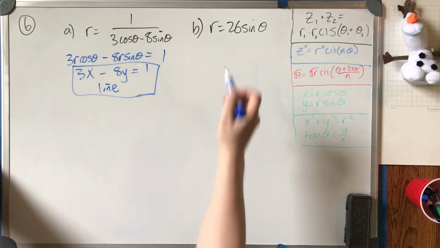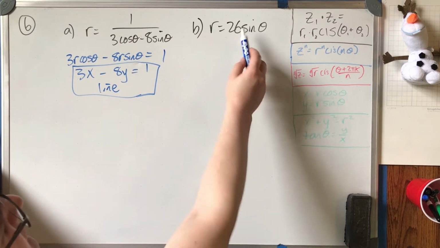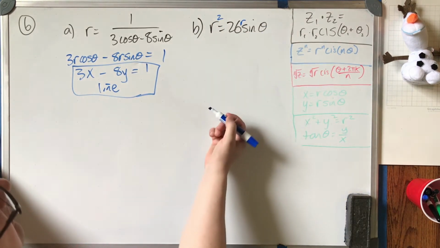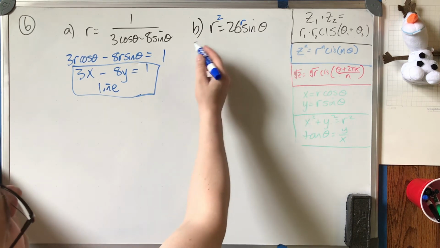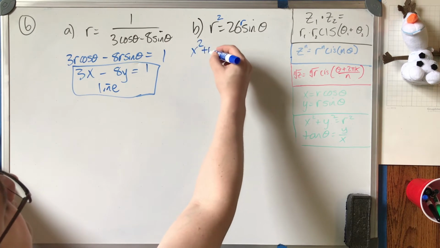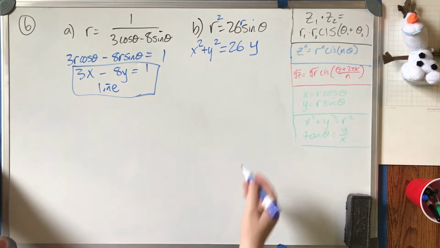Done. For b, when I'm looking at this one, I really want this to be r sine theta, and there's no r there, but if I just multiply both sides by r, so I'll square that side and get it over here, I now have the r sine theta and an r squared, so I can replace this side with x squared plus y squared. And over here I can have 26 r sine, which is really y.